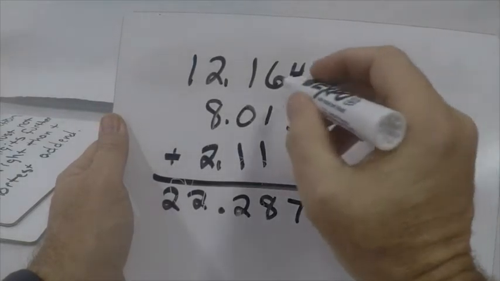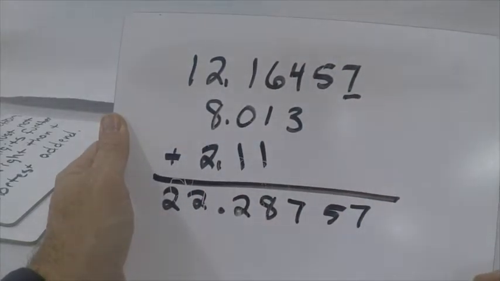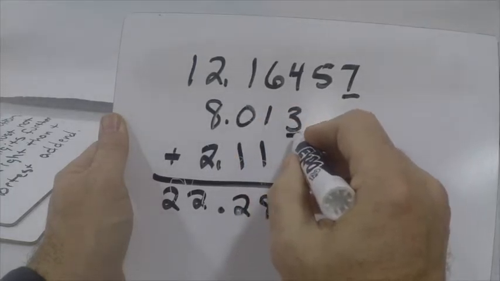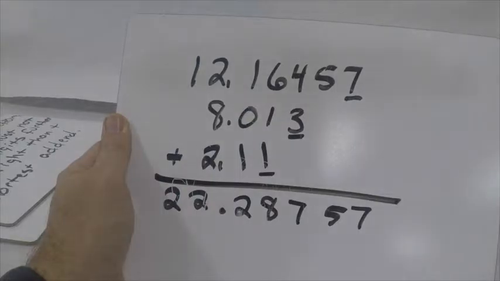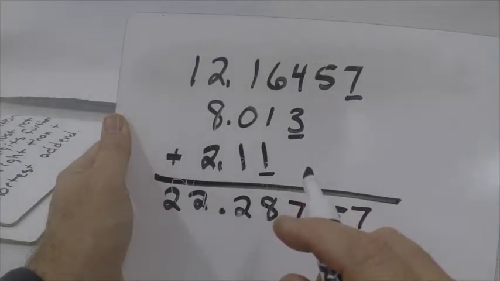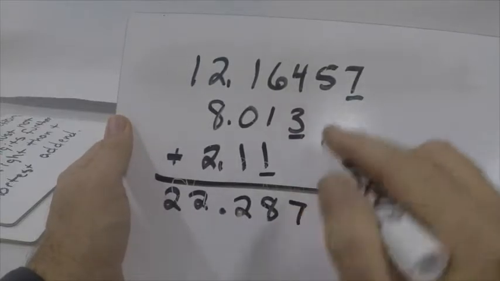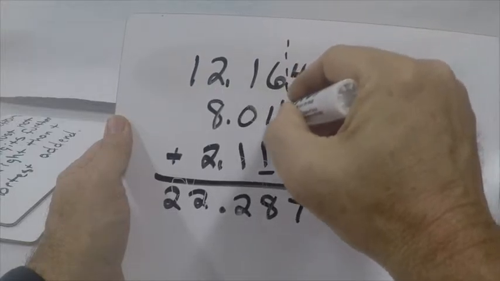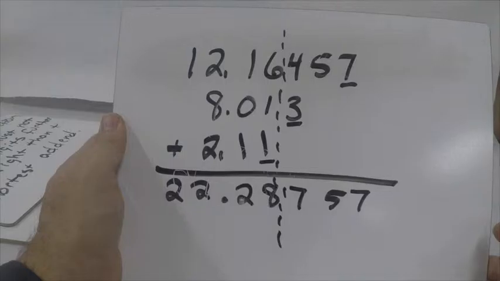If we look at significant digits in this first number, the number furthest to the right that's significant is that one. In this one, the farthest number to the right is that one. And in this one, the farthest number to the right is right there. So the answer can only have a digit no farther than the one that is the shortest to the right. In other words, right down here. That's where I need to round off my answer to.